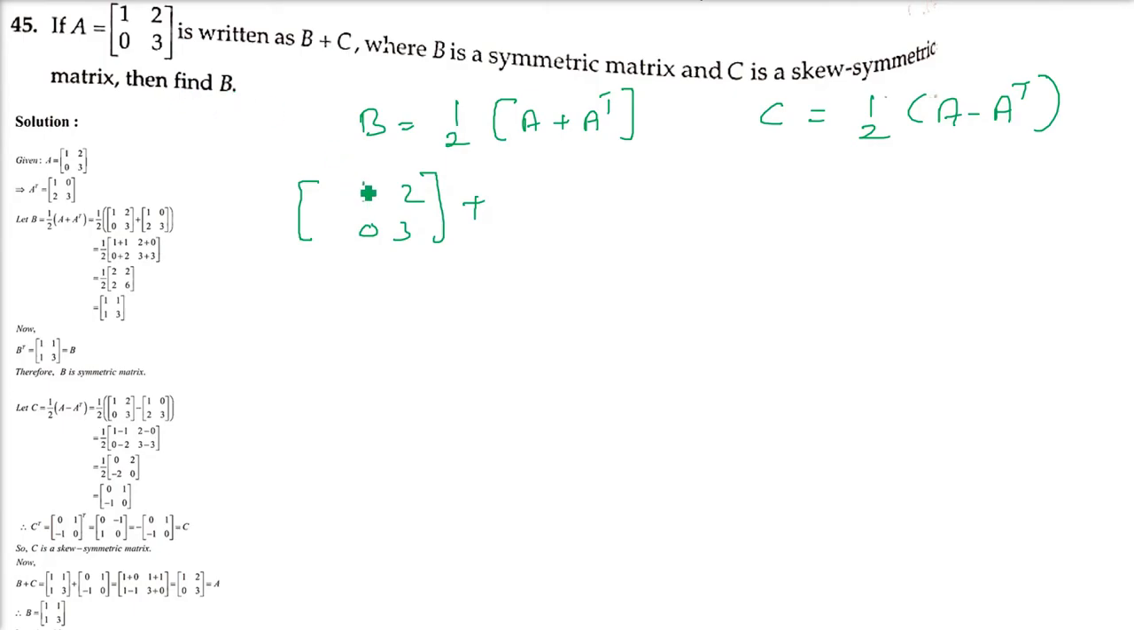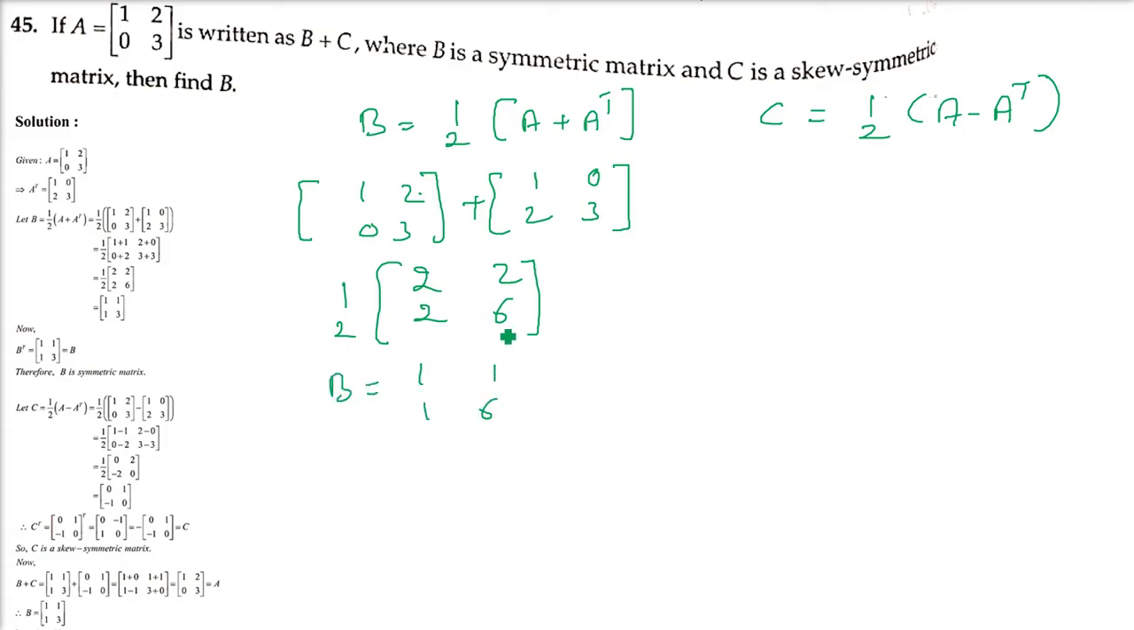A transpose is what? Row will be column. 1, 2 will be the first column. 0, 3 will be the second column. Now just add them. 1 plus 1 is 2. 2 plus 0 is 2. 0 plus 2 is 2. And 3 plus 3 is 6. Now take the half. 1, 1, 1 and 3. So this is going to be B.